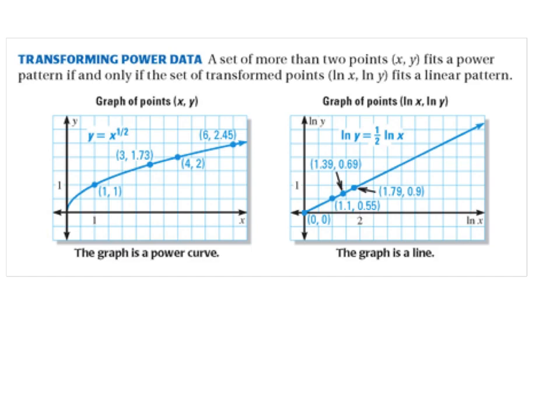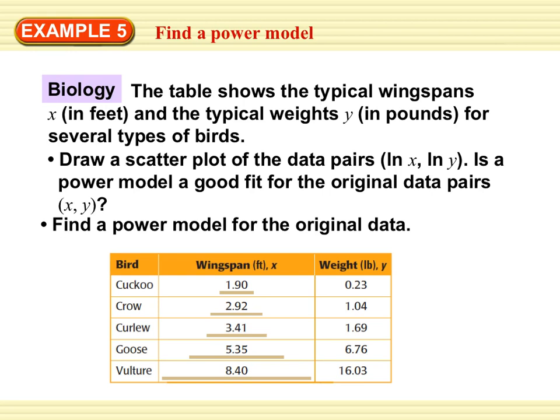Transforming power data. A set of more than 2 points, x, y, fits a power pattern if and only if the set of transformed points, log x, log y, fits a linear pattern. So if this looks exponential, this looks linear. Okay, so that's how we're going to figure it out. Biology. The table shows the typical wingspans, x in feet, and the typical weights, y in pounds, for several types of birds. Draw a scatter plot of the data pairs log x, log y. Is a power model a good fit for these original data pairs, x, y?